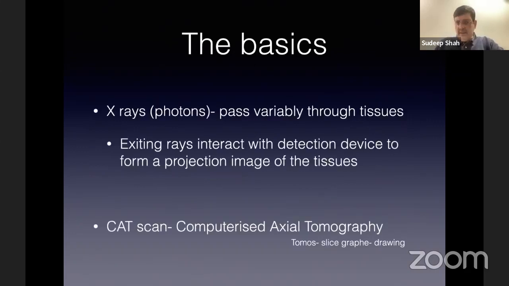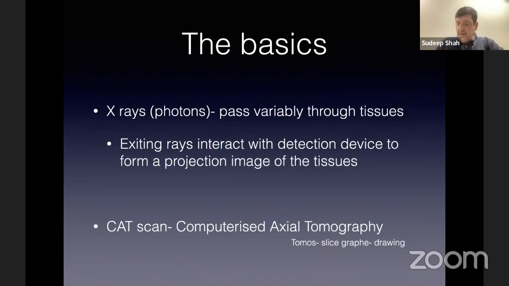So we know that X-rays pass variably through tissues, and the denser the tissue is, the more resistance there will be to the passage of these photons. And these exiting rays interact with the detection device to form a projection image of these tissues. So when it's done in a single plane, you will get your plain X-ray. And this was Nobel Prize winning technology. The first Nobel Prize, Röntgen in 1901, was for this technology.